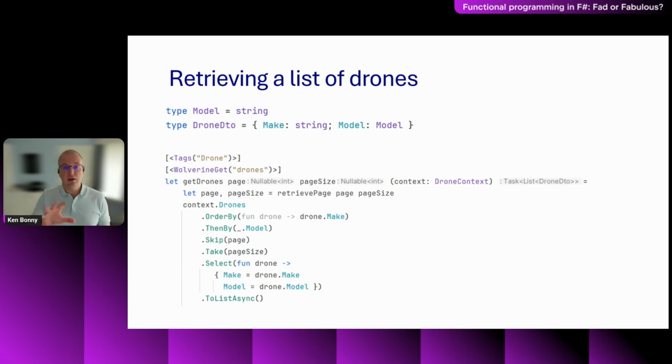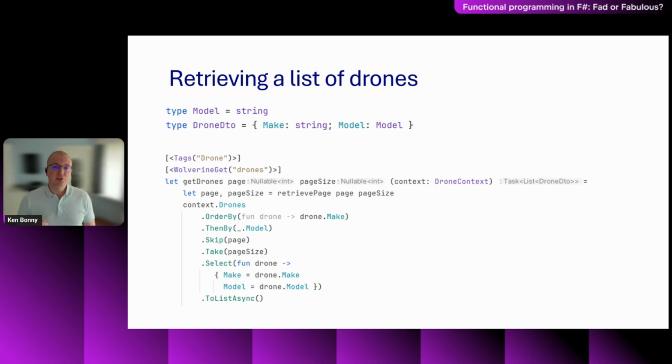Next, in our code, we have tags and a get endpoint, or the definition of a get endpoint through the attributes. And then we have a function that takes a page, a page size, and a drone context. And Wolverine is smart enough to figure out that the page and the page size are parameters of our HTTP request, and that the drone context will come from our dependency injection framework, which is really nice.